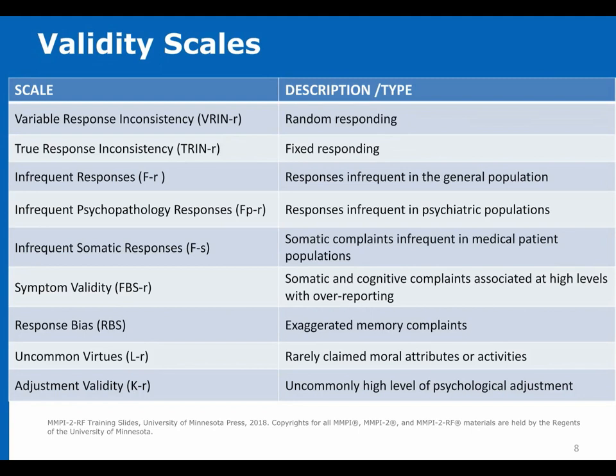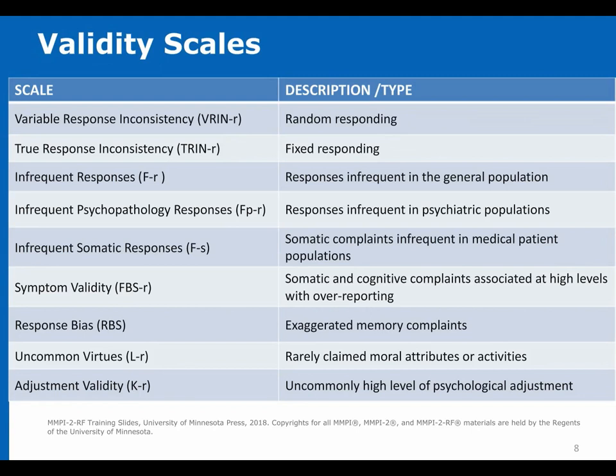In the case of infrequent psychopathology responses, this scale has a series of items that are infrequent among psychiatric inpatients in particular. And then finally, with infrequent somatic responses, this scale has items with somatic content, in other words, items that reflect physical problems that are uncommonly endorsed among bona fide medical patients. So in the case of FS, elevations on the scale indicate potentially the overreporting and possibly malingering of somatic problems.